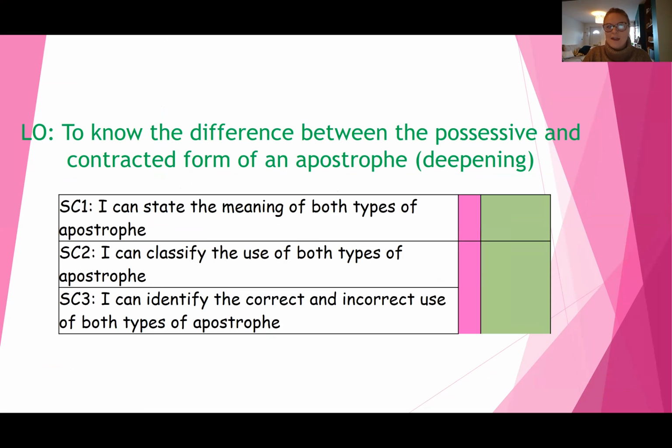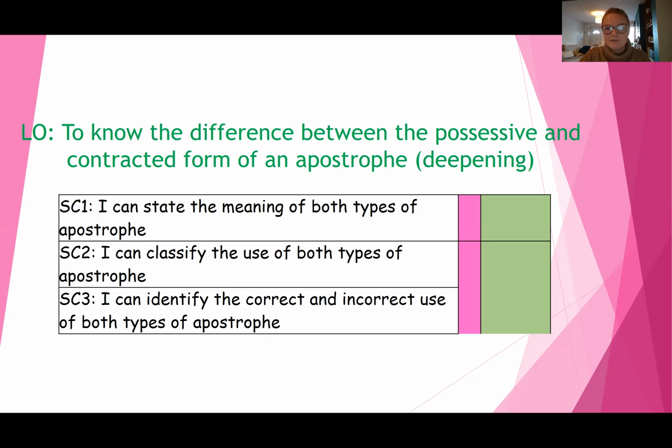So to be able to do that, we need to be able to state and remember again what the meaning of both types of those is. We need to be able to classify, which means to sort both types. And we need to be able to identify when both types have been used correctly or incorrectly. So that's what we're going to do today.